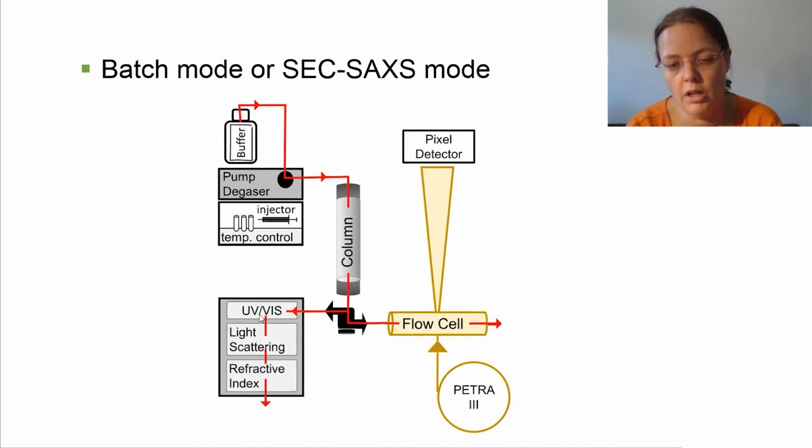So if you'd first go through the column, all these detector arrays, and then to the flow cell, you would actually be rediluting your sample and maybe also risking that the species that you just nicely separated will remix again. So the splitting worked out pretty well to show that you can collect this information in parallel while you're collecting the SAXS data.